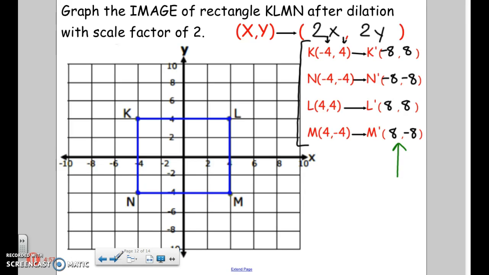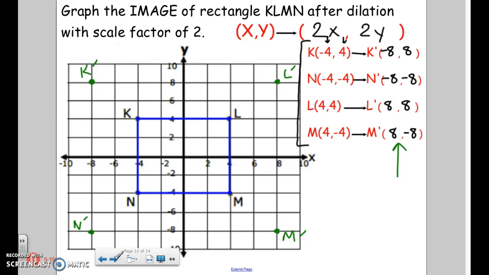Negative 8, positive 8 would be my K prime. For N, negative 8, negative 8 for N prime. My L prime is at positive 8, positive 8. And then my N prime is over 8, negative 8.